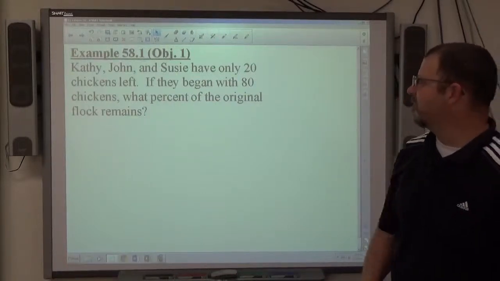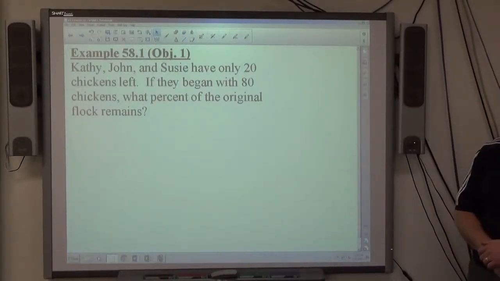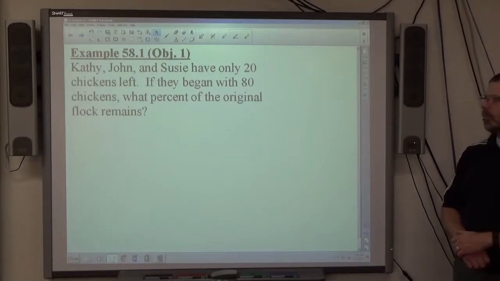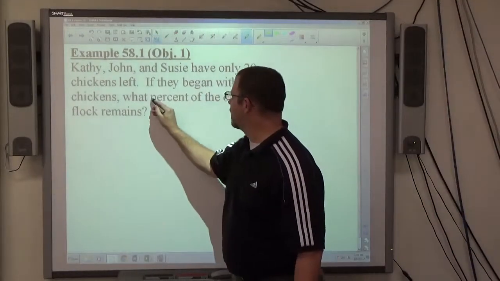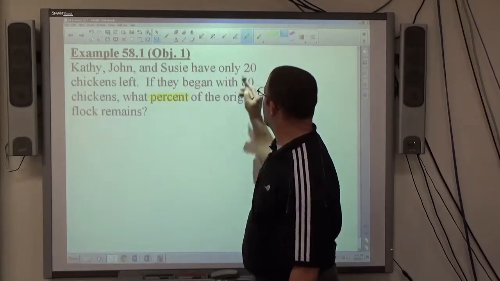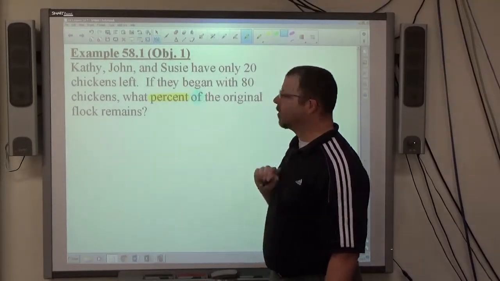Example 1. Kathy, John, and Susie have only 20 chickens left. If they begin with 80 chickens, what percent of the original flock remains? So, notice it says percent, and the following word after percent is what? And that's what's going to matter.